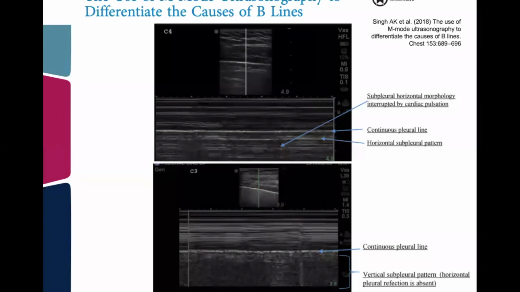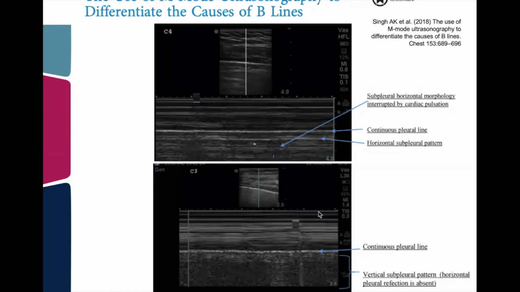So the first pattern here, we see that there's a continuous pleural line and a horizontal subpleural pattern that are interrupted by these cardiac pulsations. So again, when we see horizontal subpleural pattern, we think the barcode sign with pneumothorax. But here we're seeing that with interruption of the cardiac pulsation, this is kind of like a lung pulse finding, that this is normal lung.